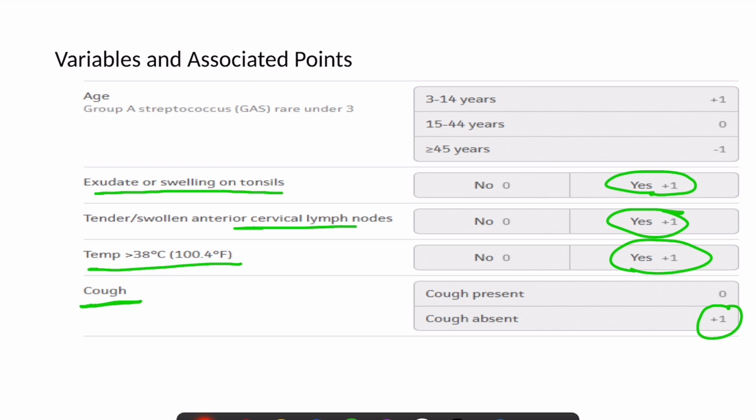And similarly, if the age of the patient is between 3 to 14 years, the patient will get 1 point. And if it's more than 45, 1 point will be deducted, and there will be no points for the 15 to 44 age group.